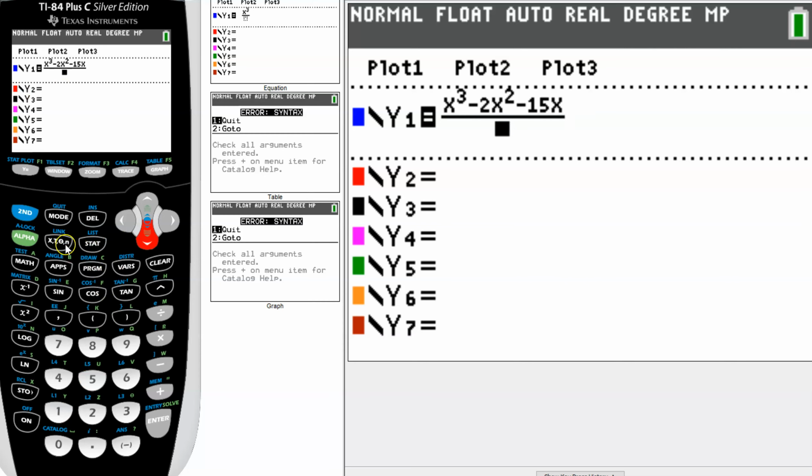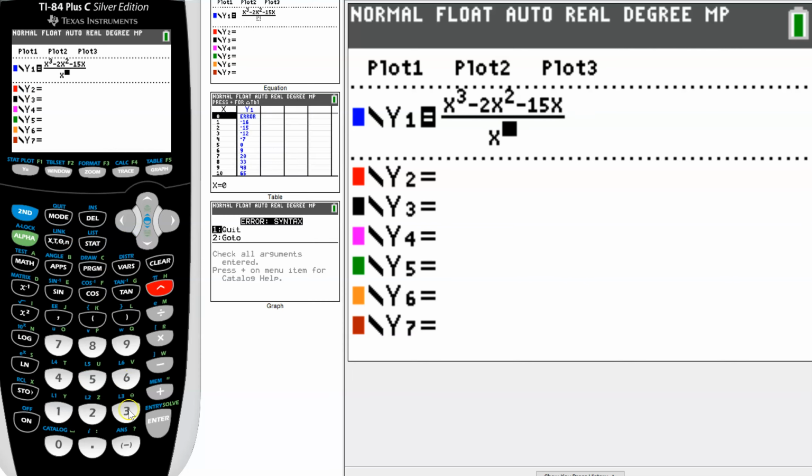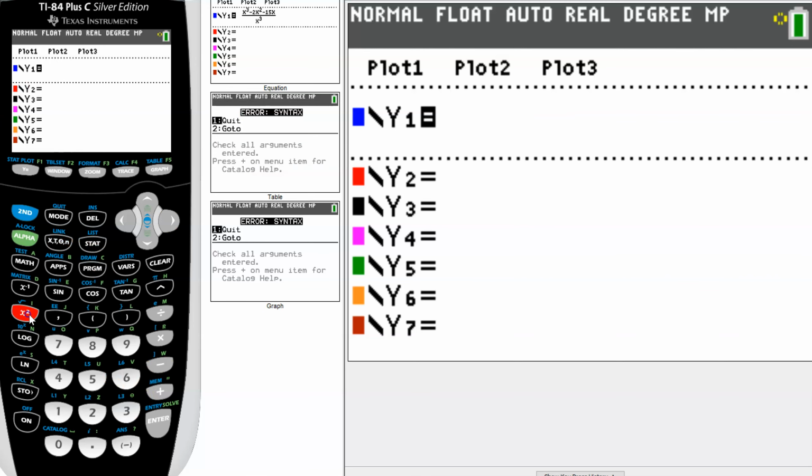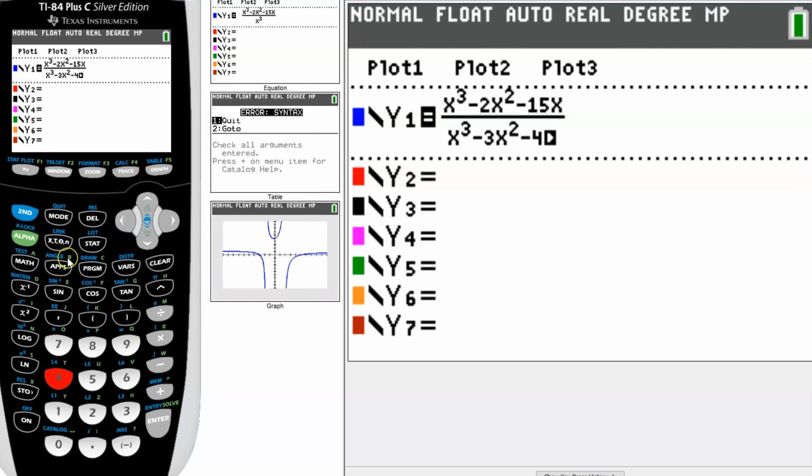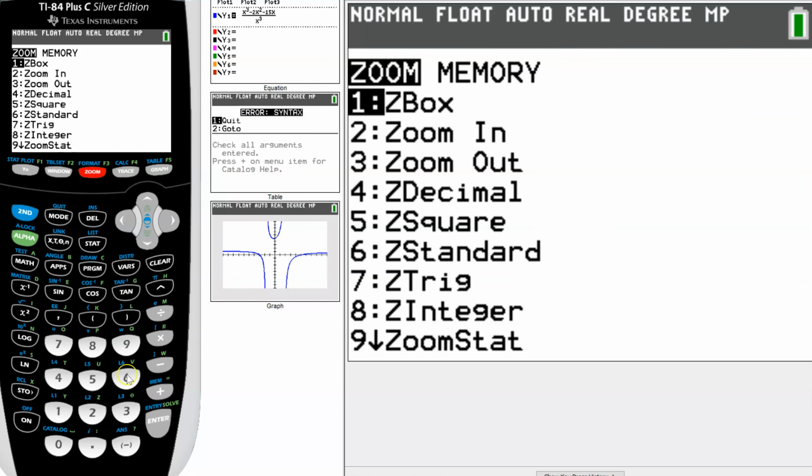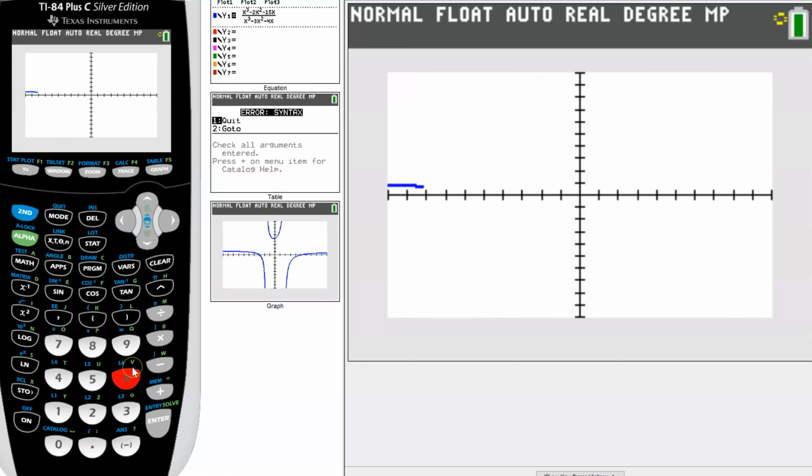And I'm plugging in the original because we want to make sure that what we canceled was a hole. So we want a full picture of it. And I'm going to show you how that looks. 3x squared minus 4x. And then you're going to hit zoom and 6. And you'll get our graph.